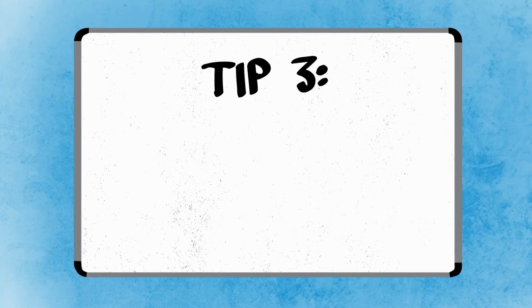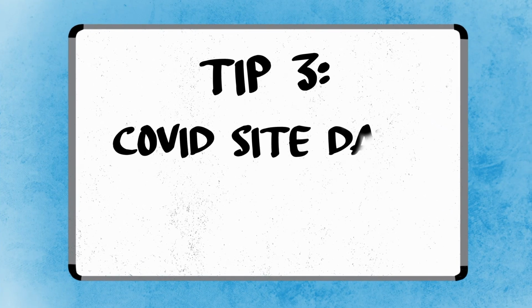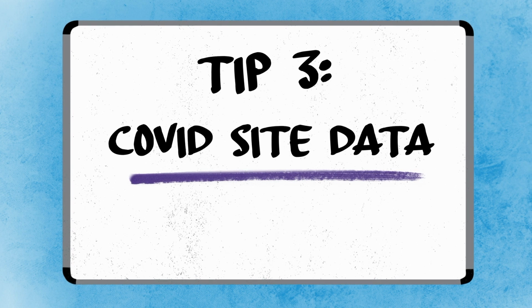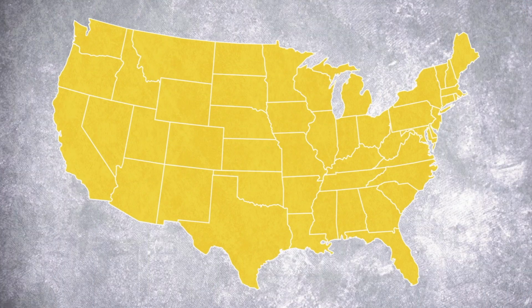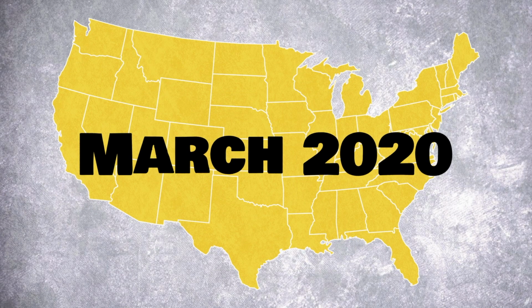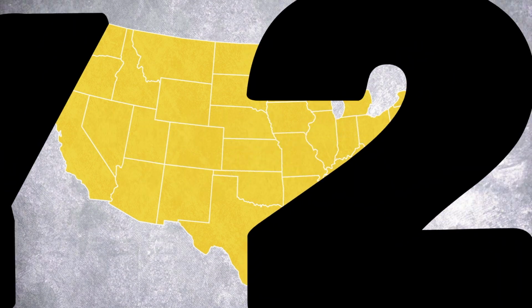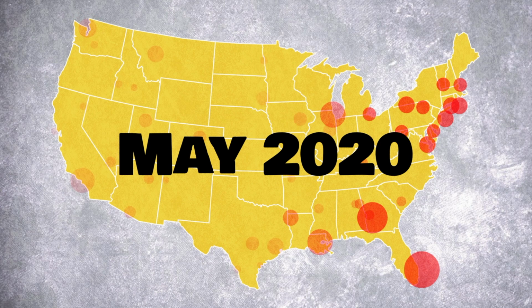Tip 3. How often a site updates its COVID data will affect your results. Check to see when sites have last updated their stats. A site that last updated in March of 2020 will show no COVID results. An update in May of 2020 will only show first wave results.